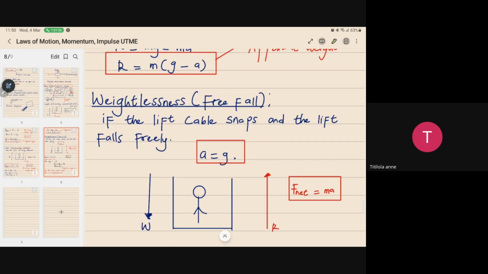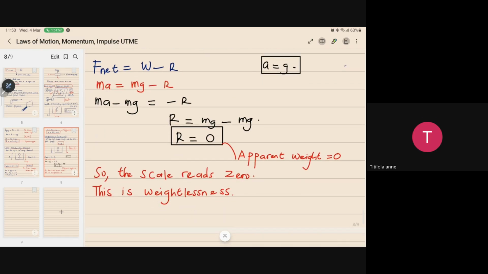So we have apparent weight and weightlessness, and these are the key things. But remember, when the object is not moving, what happens? Our R is equal to W, because the apparent weight, this reading, is going to measure my actual weight, the force I'm exerting on it. Does that make sense?